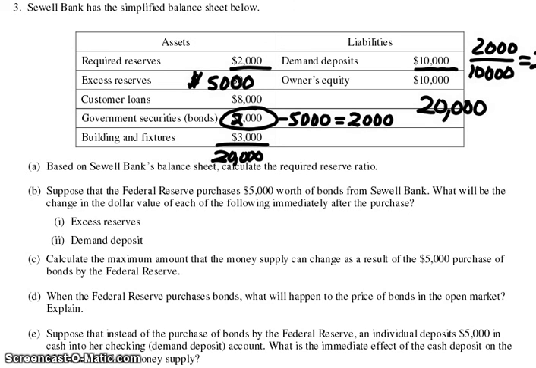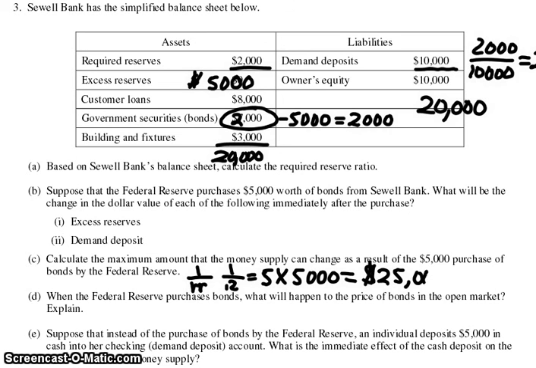In Part C, we want to calculate the maximum amount the money supply can change as a result of this $5,000 purchase. In order to do that, we need to know what the multiplier is. Remember, the money multiplier is equal to 1 over the reserve requirement. In this case, it's 1 over 20%, or 0.2, which is equal to 5. So the money multiplier is 5 times the $5,000 would equal a total expansion of the money supply of $25,000.